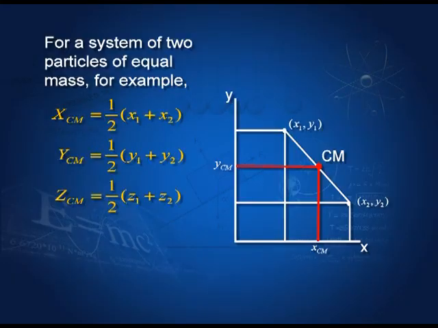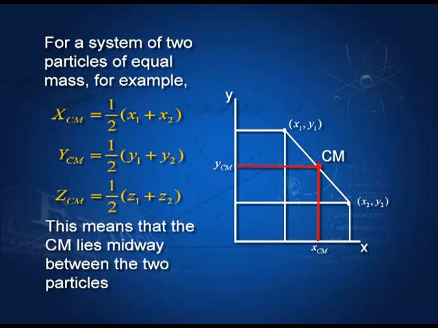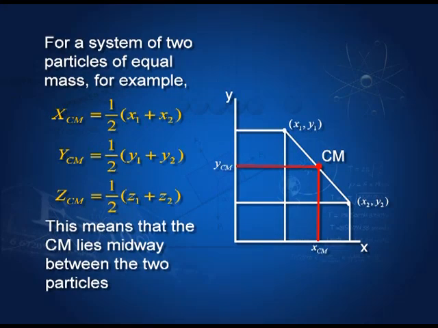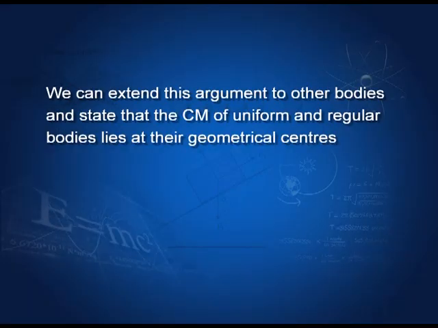If there are two particles only, let us see what happens. Two particles have coordinates x1 y1 and x2 y2, and they have equal mass, therefore mass goes out of the equation, and for the center of mass, the x coordinate is just half of x1 plus x2, yCM is half of y1 plus y2, and zCM is half of z1 plus z2. This means that the center of mass lies midway between the two particles. Remember that these two particles have the same mass, and therefore the center of mass is at the center of these two particles. We can extend this definition.